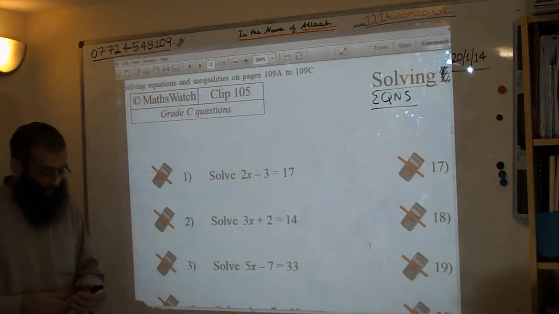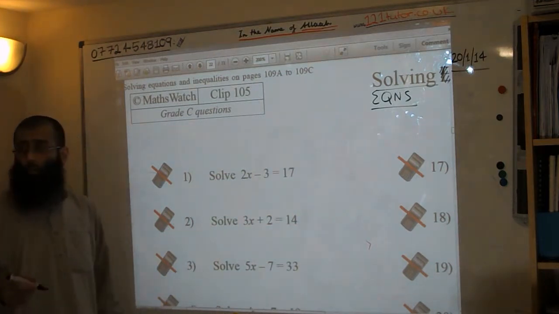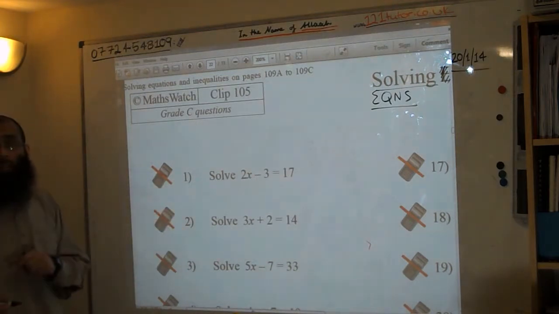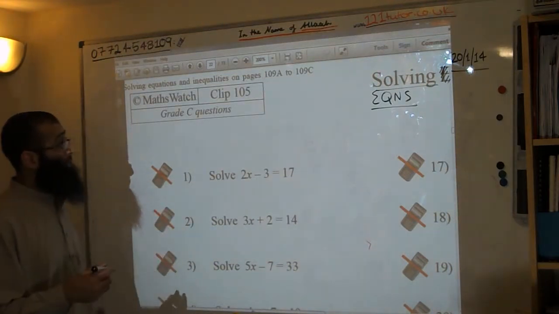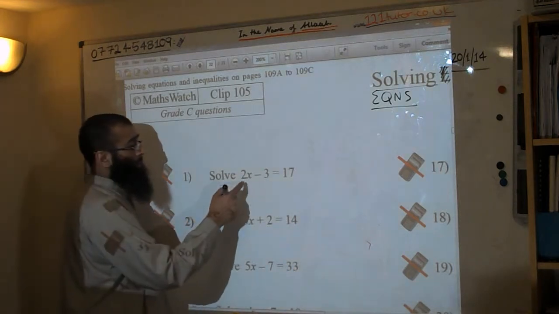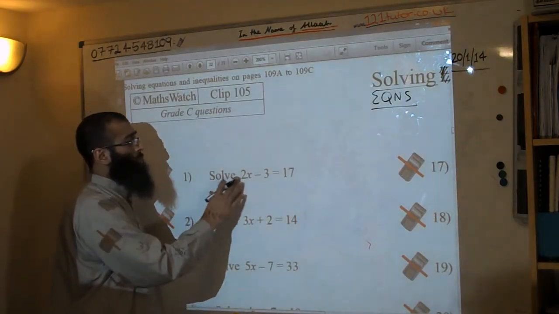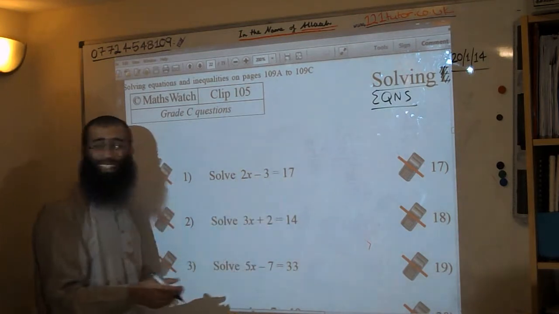I'm doing it today with my student Hassan. Okay, Hassan, question number 1. See the picture there? No calculator. I don't know how you're supposed to use calculator things anyway in algebra questions, that's a bit of a no-brainer for me. We're going to work out the value of x. It says solve 2x minus 3 equals 17.